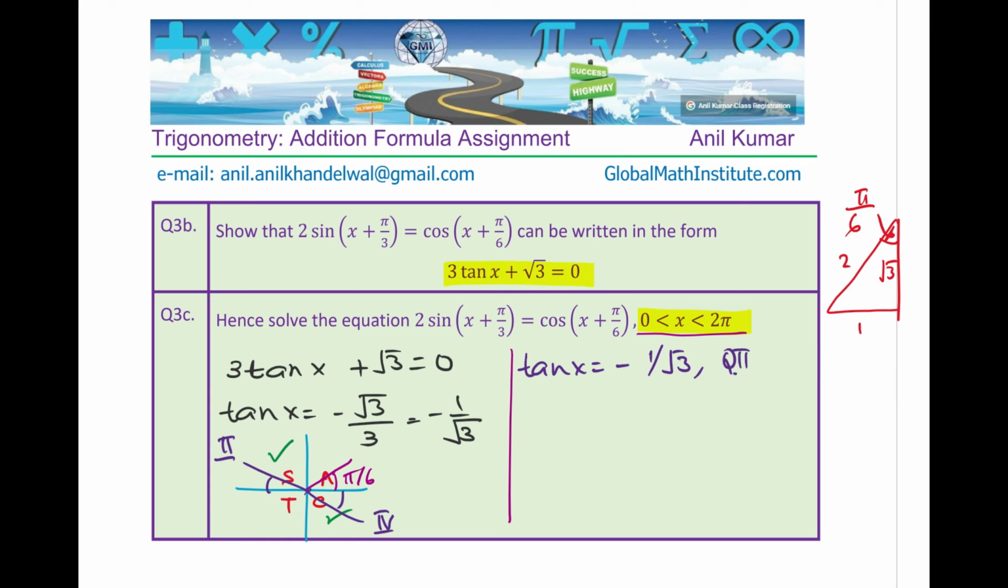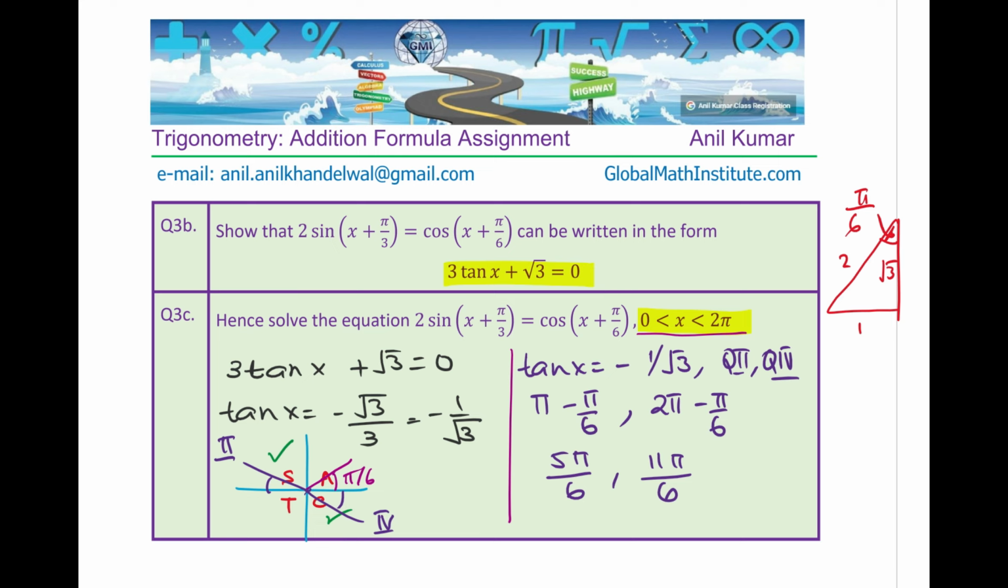So we know that for tan x equals to minus 1 over square root 3, we have a solution in quadrant 2 and in quadrant 4. The angle being pi minus pi by 6 and 2 pi minus pi by 6, and that gives you 6 minus 1, which is 5 pi by 6, and 12 minus 1, 11 pi by 6. Is that clear to you?